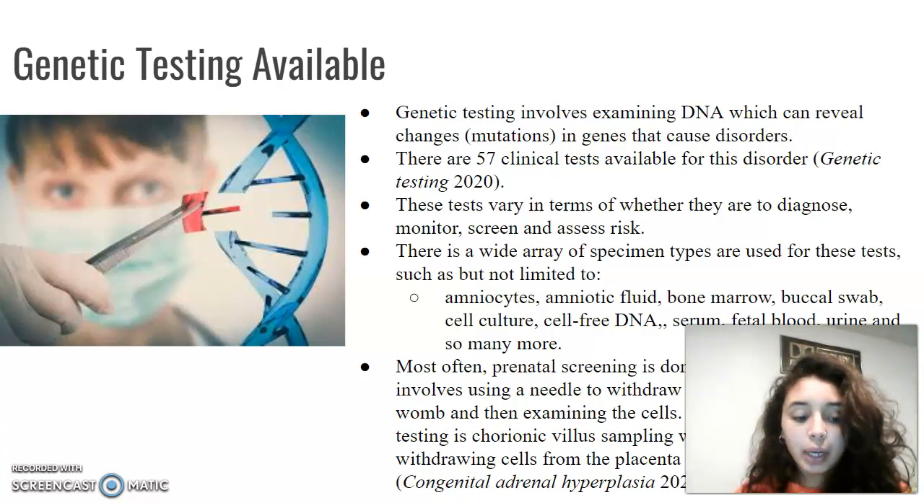Most often, though, there's a lot of prenatal screening done, and this can be done via amniocentesis or chorionic villus sampling. As I'm sure we all know, amniocentesis involves withdrawing amniotic fluid with a needle from the womb and then examining the cells. And chorionic villus sampling is taking cells from the placenta itself and examining those. As I'm sure we're all aware, that involves a lot of ethical debate.